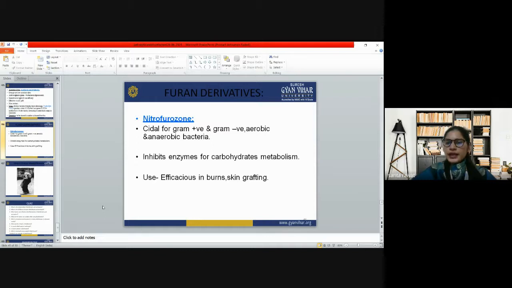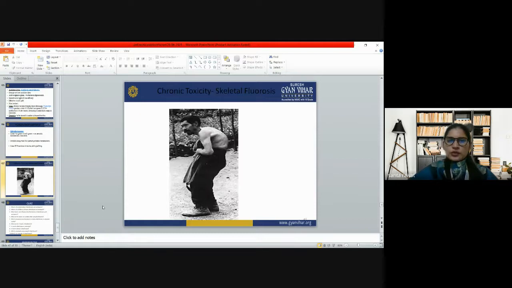Then we have furan derivatives. Furan derivatives include nitrofurazone. It is cidal for gram-positive and gram-negative aerobic and anaerobic bacteria. It inhibits enzymes for carbohydrate metabolism, and its use is effective in burns and skin grafting. So this is the toxicity, as you can see, chronic toxicity with skeletal fluorosis. This person is having skeletal fluorosis, the side effect of these derivatives. So this is all about your antiseptics and disinfectants.